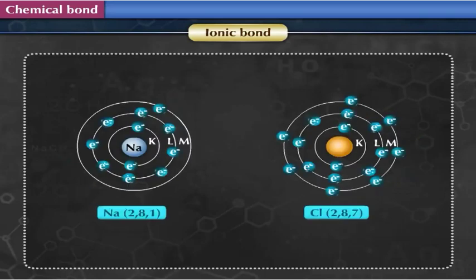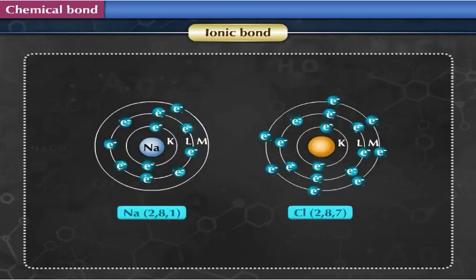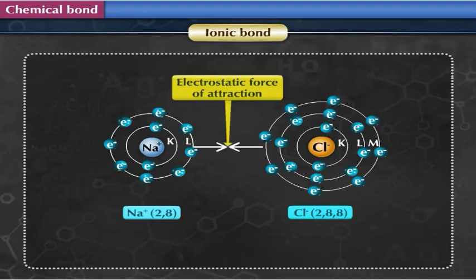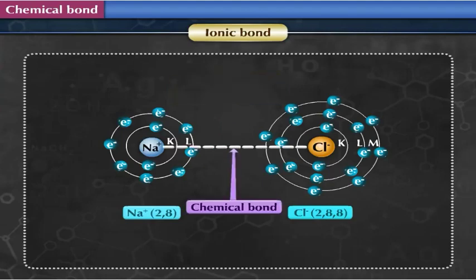When the elements sodium and chlorine combine, an atom of sodium gives an electron to the chlorine atom, which leads to the formation of a sodium ion and a chloride ion. There is an electrostatic force of attraction between the oppositely charged ions, due to which they get attracted to each other and a chemical bond is formed.